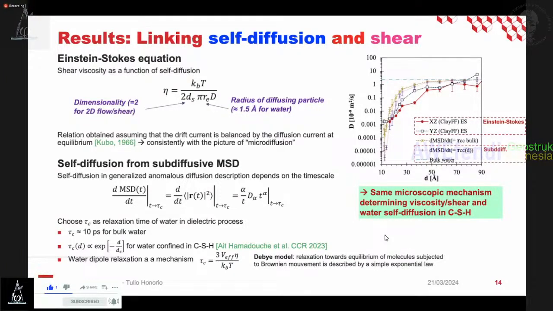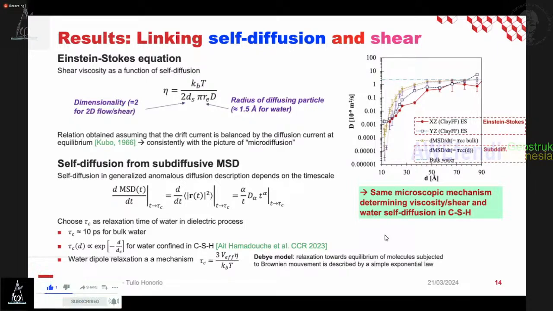Radius of the diffusion particle, which will be water here. With this equation, we can see that it works. So we can compute back from the viscosity, from shear tests, we can get the self-diffusion. So that's what I call Einstein-Stokes here.